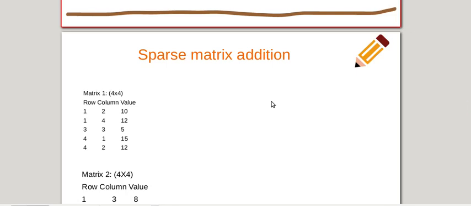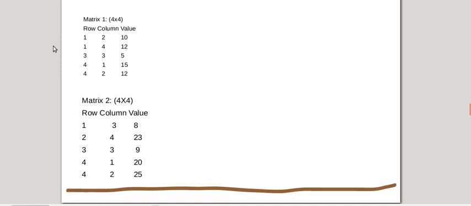Hello all, in this video I am discussing sparse matrix addition. So let's see with an example. These are the two sparse matrices, which are represented in array form. This one is a 4 by 4 matrix and this one is a 4 by 4 matrix. So let's see how we can add these two matrices.